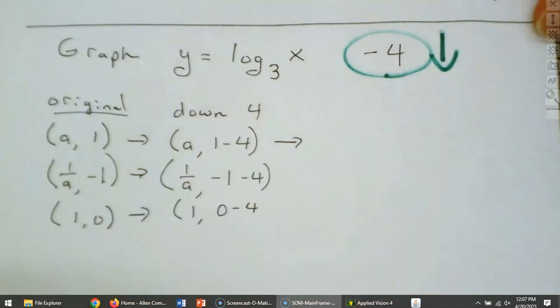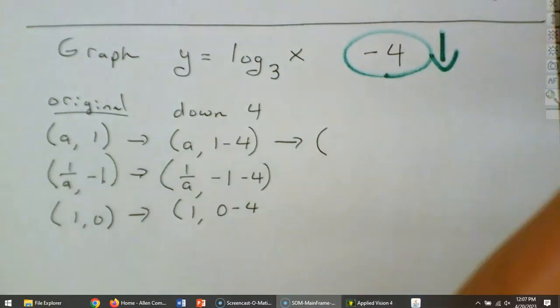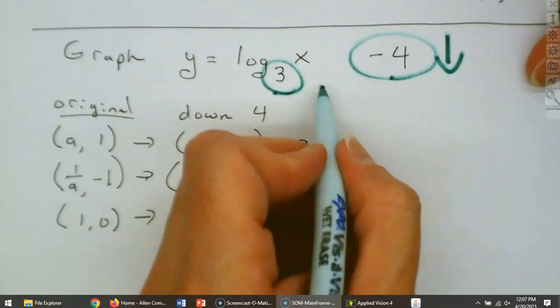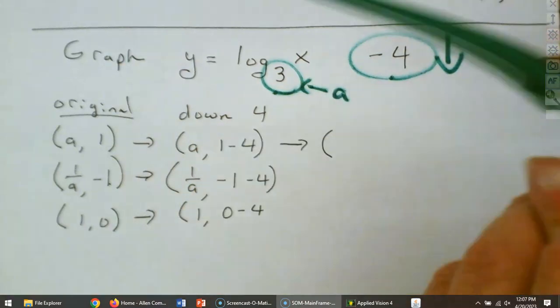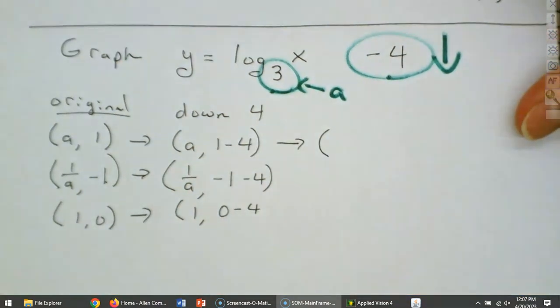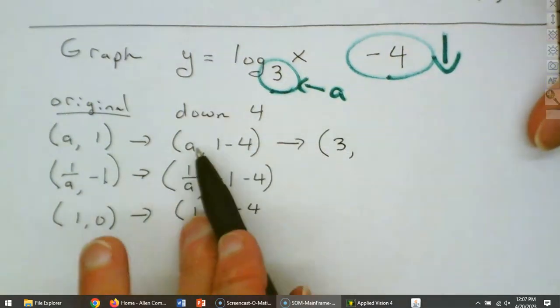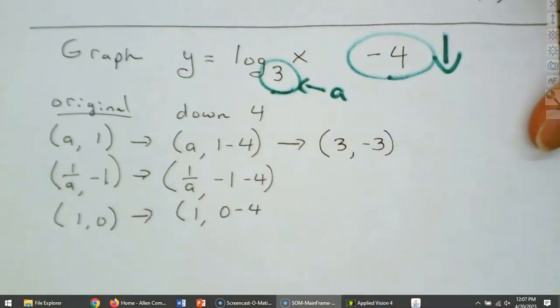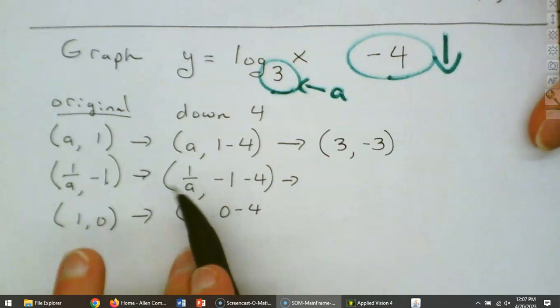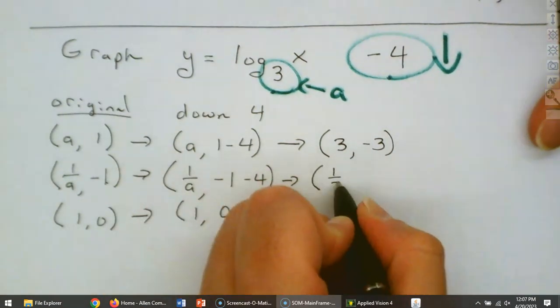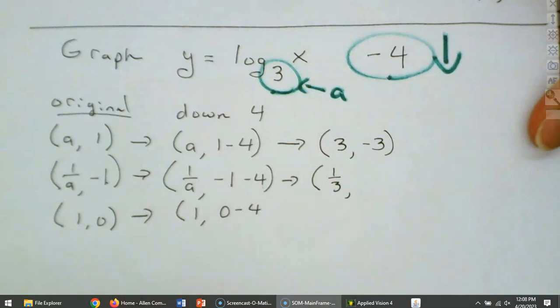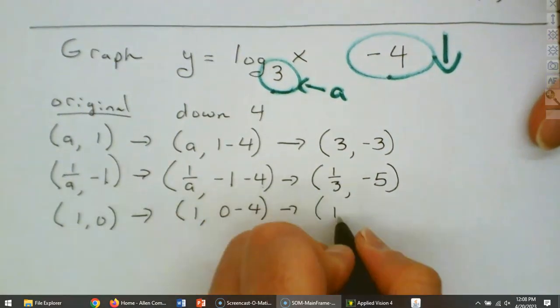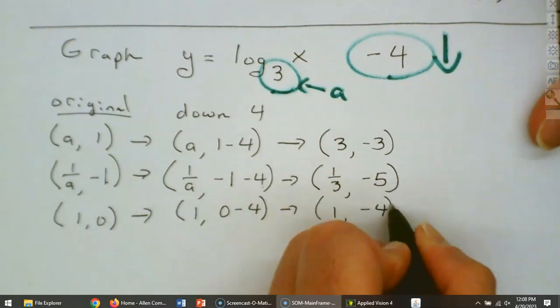So let's plug in our values. Our a is what in this case? a is 3. So plugging in our values, we get 3, that's your a, and 1 minus 4, which is negative 3. So that's a point we'll be using. Then 1 over a, so that is 1/3, and negative 1 minus 4 makes it negative 5. And what about the last one? It's just 1, and 0 minus 4, that's negative 4.